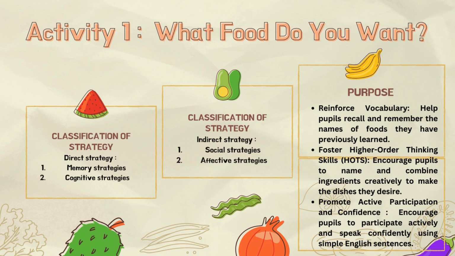The purpose of this module is to reinforce vocabulary by helping people recall and remember the names of food they have previously learned. The second one is to foster higher order thinking skill by encouraging pupils to name and combine ingredients creatively to make the dishes they desire. Last but not least, it helps to promote active participation and confidence by encouraging pupils to participate actively and speak confidently using simple English sentences.